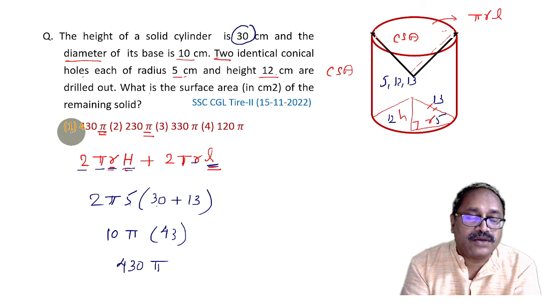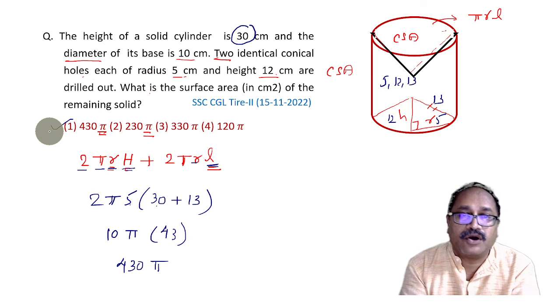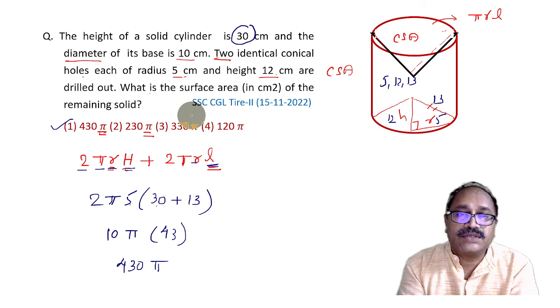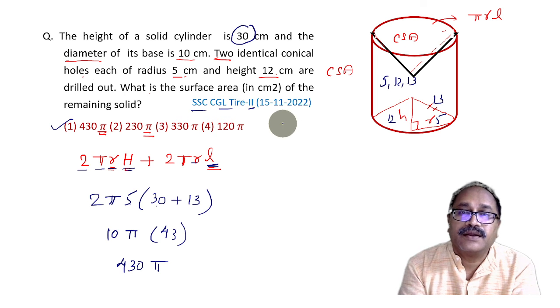So you can see that 430 pi is option 1. This was a question of SSC CGL Tier 2, conducted in the year 2020.